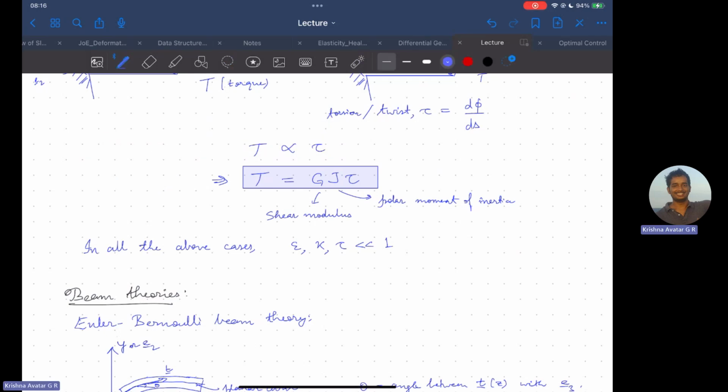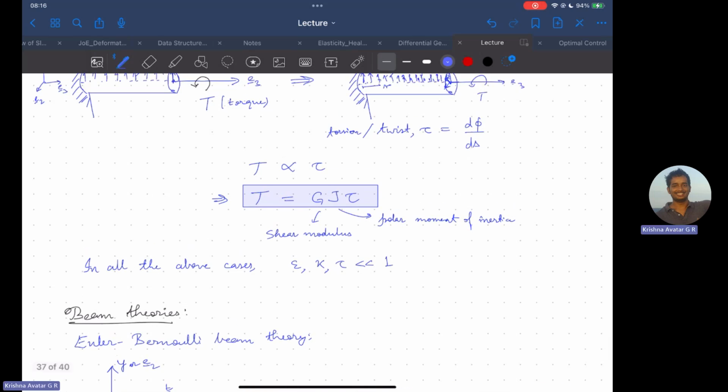And in all the cases, the measures of deformation, epsilon, kappa, and tau, all happen to be much less than 1. Okay, so we have established the three simple deformation modes, and this is mainly for such elastic slender structures, in which case it's possible.